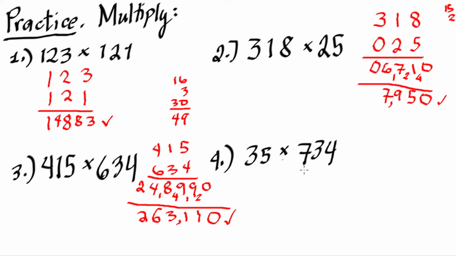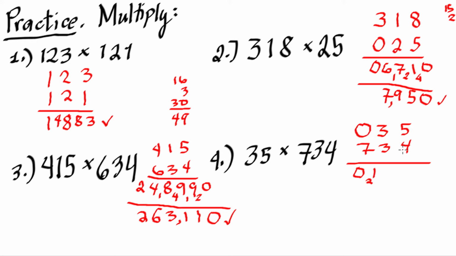Let's proceed to number 4. So we have 35 times 734. Again, we need to improvise. We need to put a 0 here so that it will appear to be a 3-digit number. So let's do the sutra. 0 times 7 is 0. 0 times 3 plus 3 times 7 is going to give us 21.